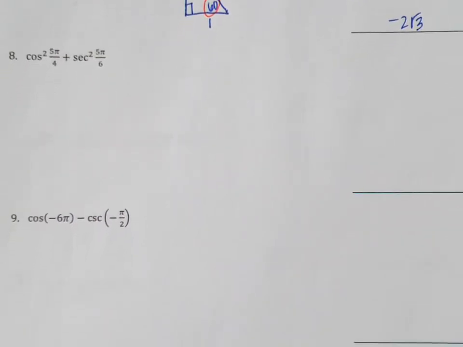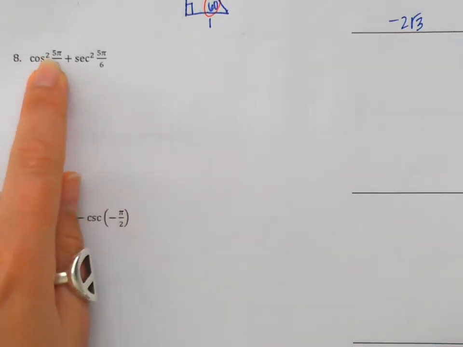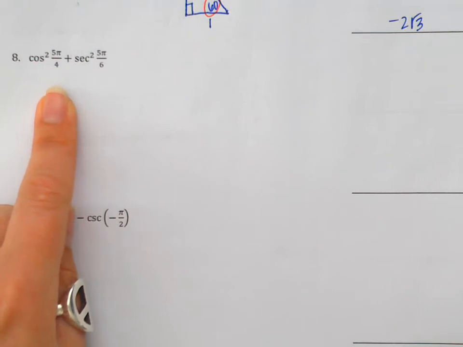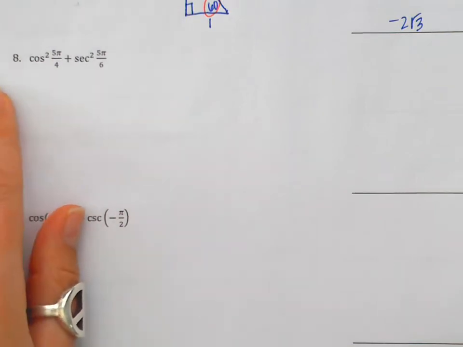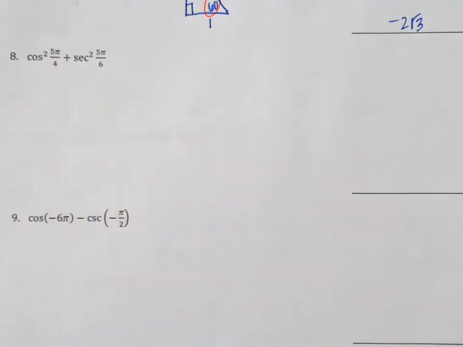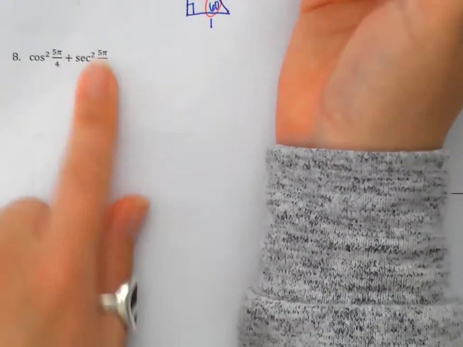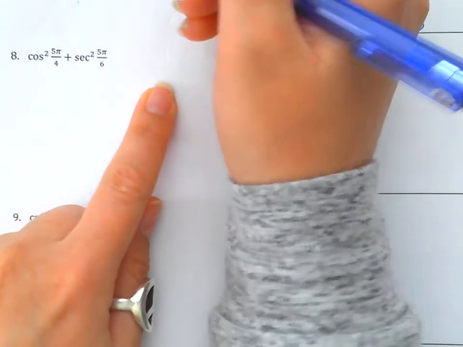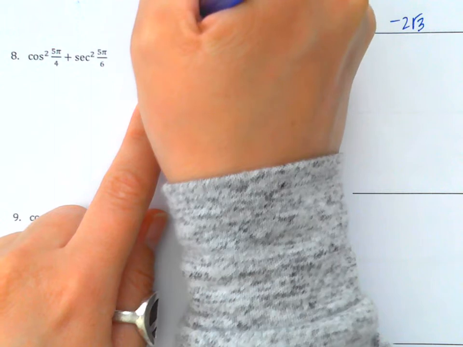Okay, so let's move on to 8. 8, we're looking at 5 pi over 4 and 5 pi over 6. Remember, we square just the final answer when we're done. So it's the same as me saying cosine 5 pi over 4, all of that squared, and secant 5 pi over 6, all of that squared. So I'm just going to do exactly the same. So I'm going to start with my reference angle method.